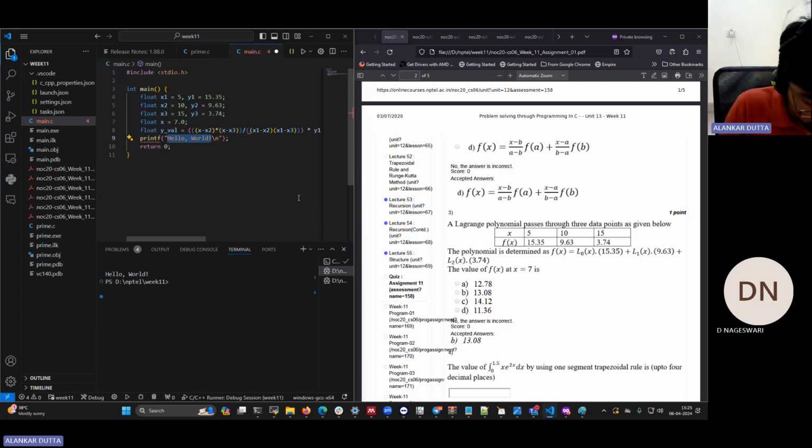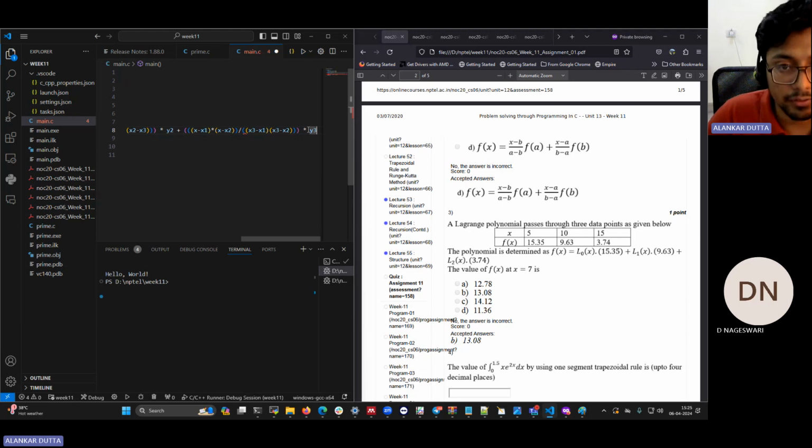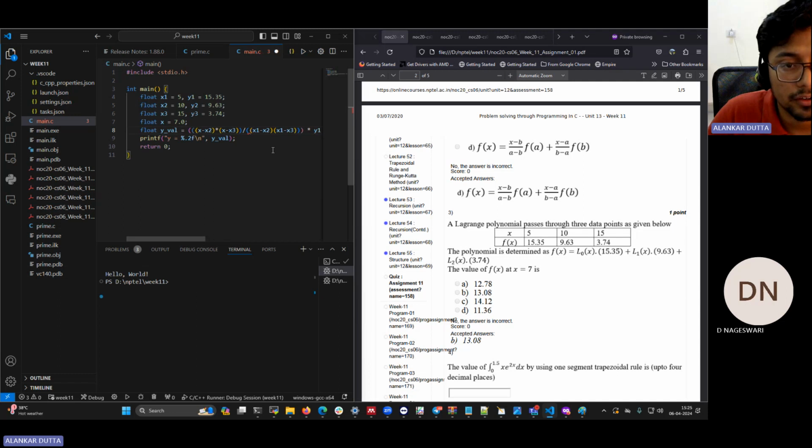Print y equals percentage f, y underscore, right, times the v. So this is it, I guess, and I'll go to the end and give in a line brush, which I have missed. So I have also missed putting in the star in here.